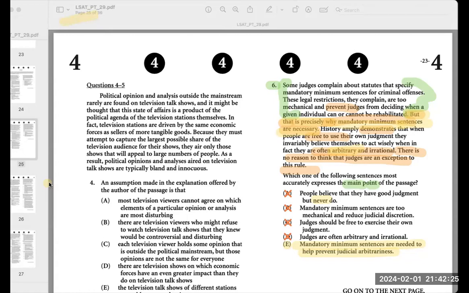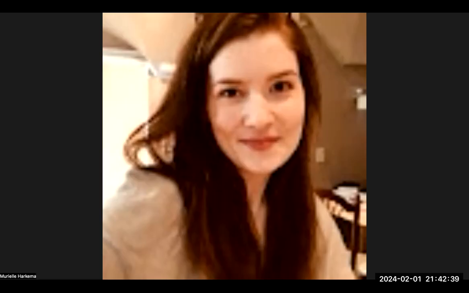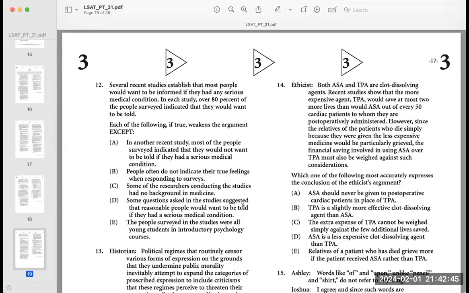Section 3. So I'm looking up test 31, section 3, question 14. It's another conclusion question. All right. Great. So, conclusion question. What expresses the conclusion of the ethicist's argument? Meant to highlight that.